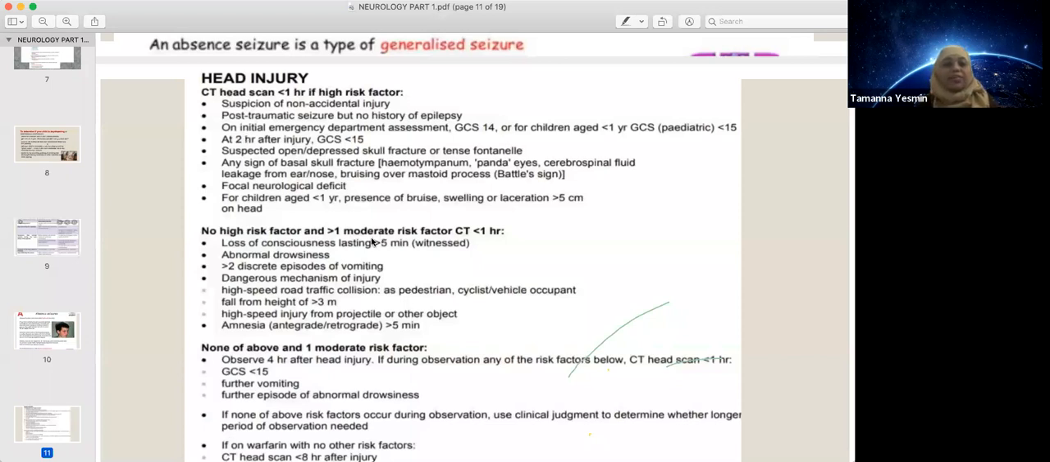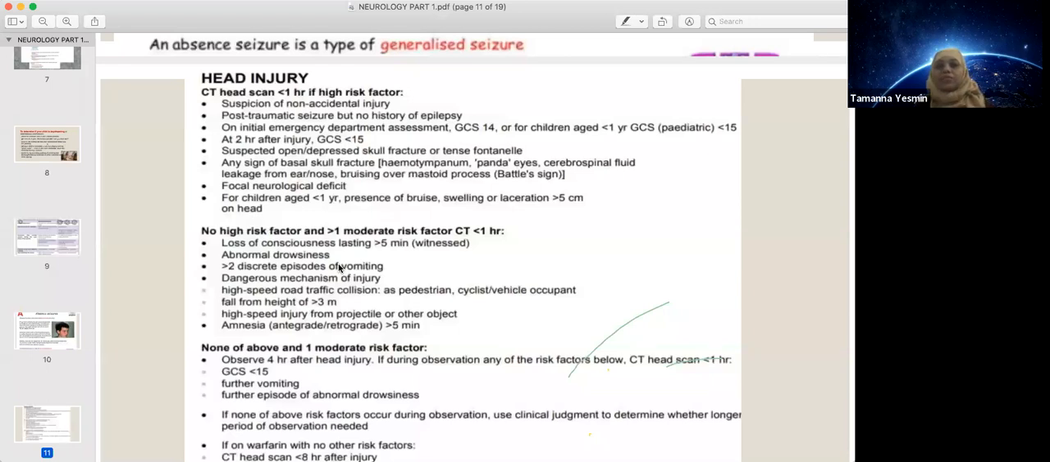But the second paragraph, this is more than one factor. I mean 2 factors needed. Suppose any child who has injury and has lost consciousness for more than 5 minutes. Witnessed means someone witnessed the loss of consciousness. This is an indication. Abnormally drowsy, more than 2 vomiting. 2 vomiting is not an indication. More than 2, that means 3 vomiting.